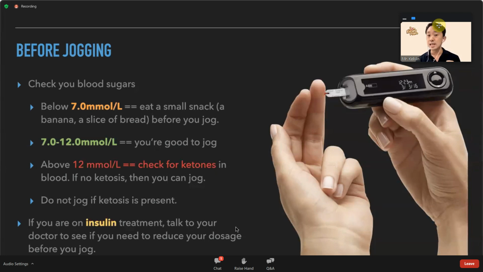Please bear in mind that these numbers only act as general guidance. Everybody's body might react differently, and it's important for you to know your body well before you jog for longer distances. If you are on insulin treatment, talk to your doctor to see if you need to reduce your dosage before you jog.